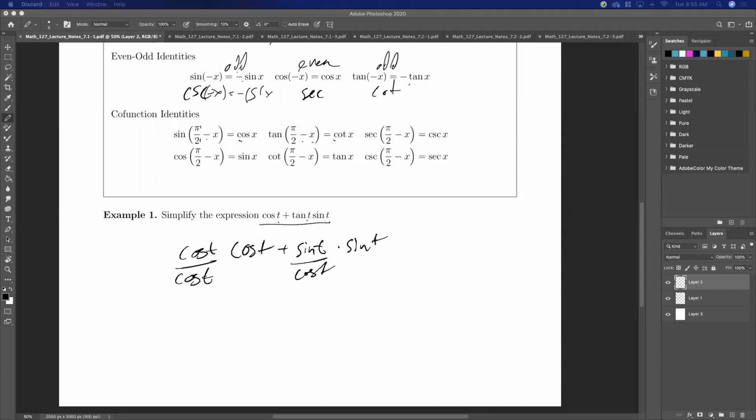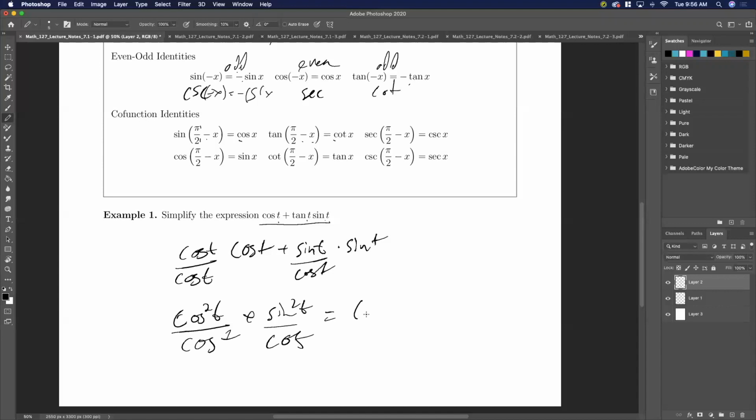Welcome back. All right, so here we have cosine of t's and we want to add them up, so to do that we're going to have to multiply by cosine over cosine. So up top I get cosine squared t plus sine squared t, all over cosine of t, so I can now add them up, which gives me cosine squared t plus sine squared t over cosine of t.